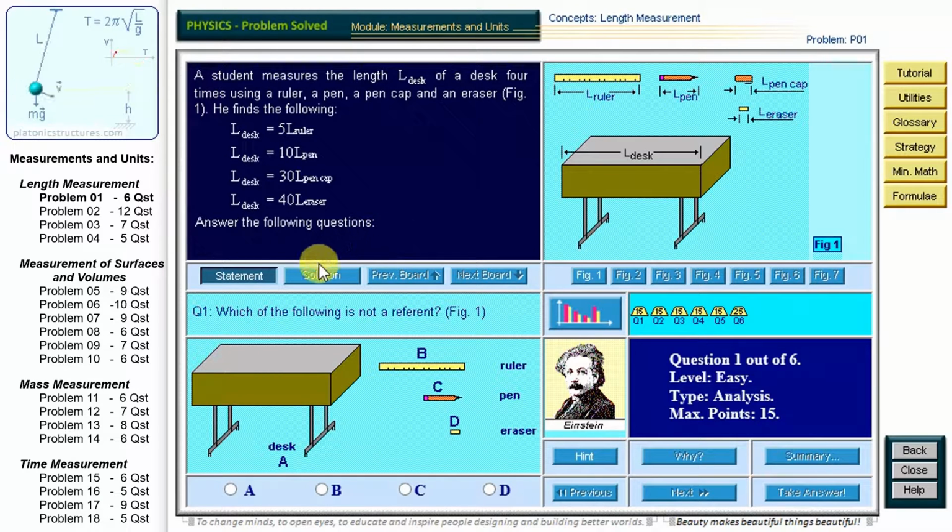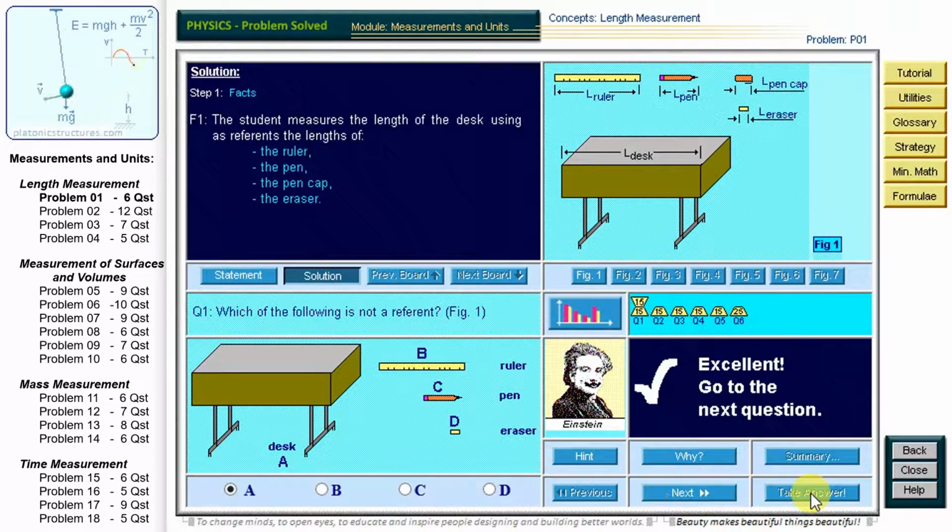Question 1. Which of the following is not a referent? I guess it should be clear for everybody that the answer to this question is A. The desk is what we measure. I will select A and ask the system if I am correct or not. We are right. The student measures the length of the desk using, as reference, the length of the ruler, the pen cup, and the eraser. The desk is not a referent.